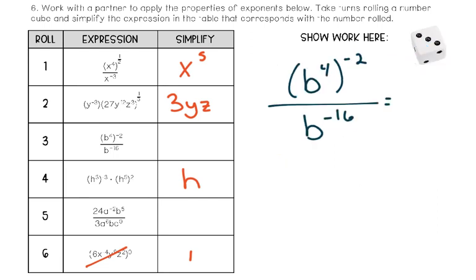All right, it's my turn. I rolled a 3, so I'm going to work through this. If you want to try it by yourself, now is the time.